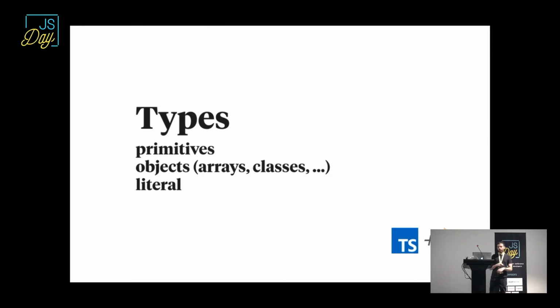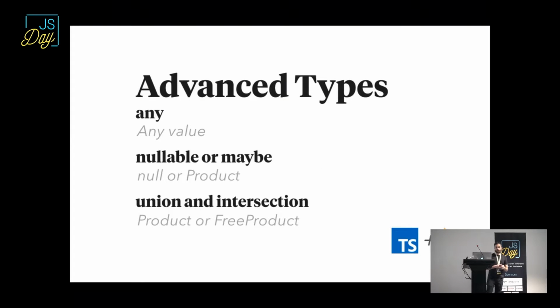Okay, but what are the different types that you can put in your code to define how it works? So you have all the primitives, all the objects. You have literal, so you can define that this is a specific string that should be used and this kind of thing. And you also have some advanced types. You have any, for example, that means that variable can have anything. Nullable or maybe, it's like it's a product or null, for example. You can use union and also intersections.